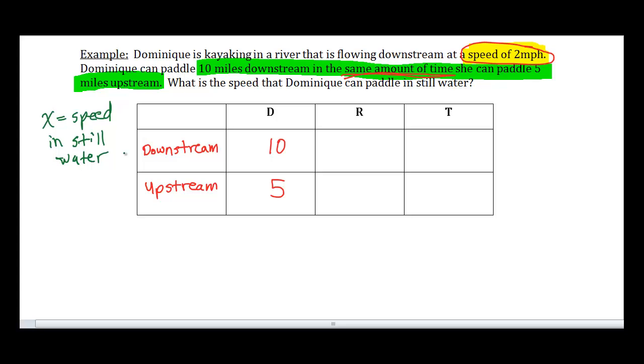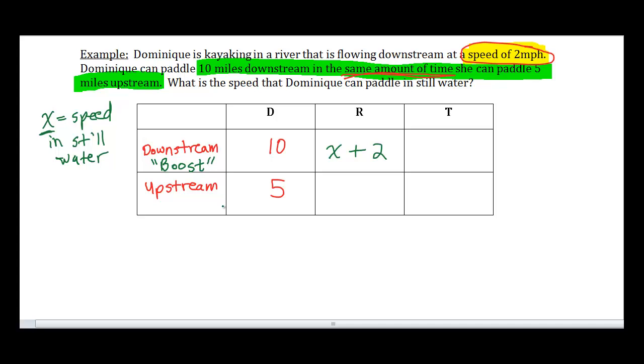And I'm going to use that fact and the fact that the speed of the water or the stream is 2 miles per hour. All right. So when we're going downstream, right, water always flows down. So if the stream is going 2 miles per hour and she's going x miles per hour, then when you're going downstream, she gets that extra boost of 2 miles per hour. So I'm going to let her rate be x plus 2. All right, downstream, we get a boost.